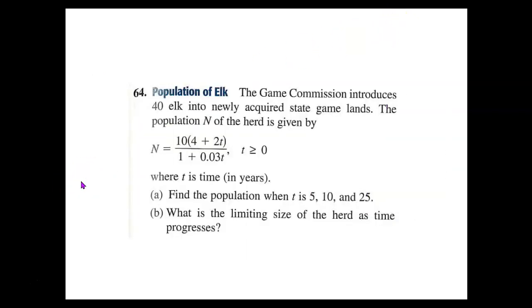Third example. The Game Commission introduces 40 elk into newly acquired state game lands. The population N of the herd is given by N equals 10 times the quantity 4 plus 2t over 1 plus 0.03t. And if you wanted, you could remove the parentheses and write it as 40 plus 20t over 1 plus 0.03t, where t is the time in years. So after t number of years have gone by, this formula is supposed to give you the population, the number of elk that there are going to be after that many years.